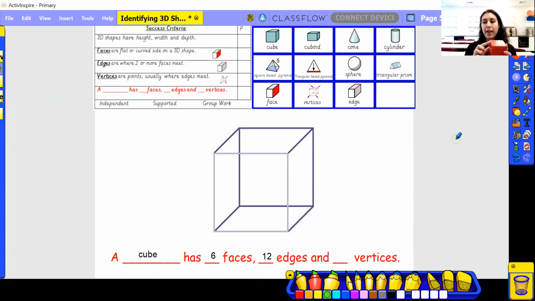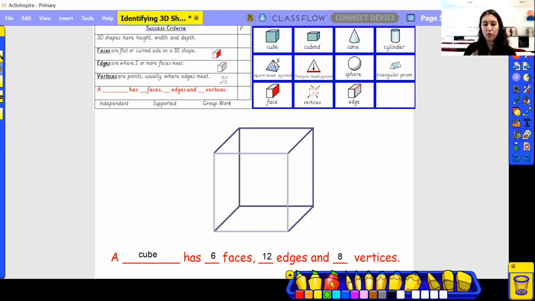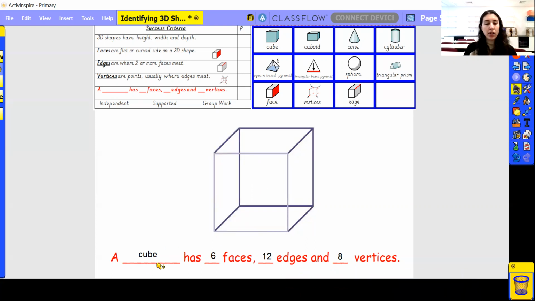Remember, a vertex is where those edges meet to create a point. So I've got 1, 2, 3, 4, 5, 6, 7, 8. 8 vertices. And let's see if we can find them on our drawing. We've got 1, 2, 3, 4, 5, 6, 7, 8. Well done if you spotted all of those. Right, let's say our sentence frame together then. A cube has 6 faces, 12 edges, and 8 vertices.